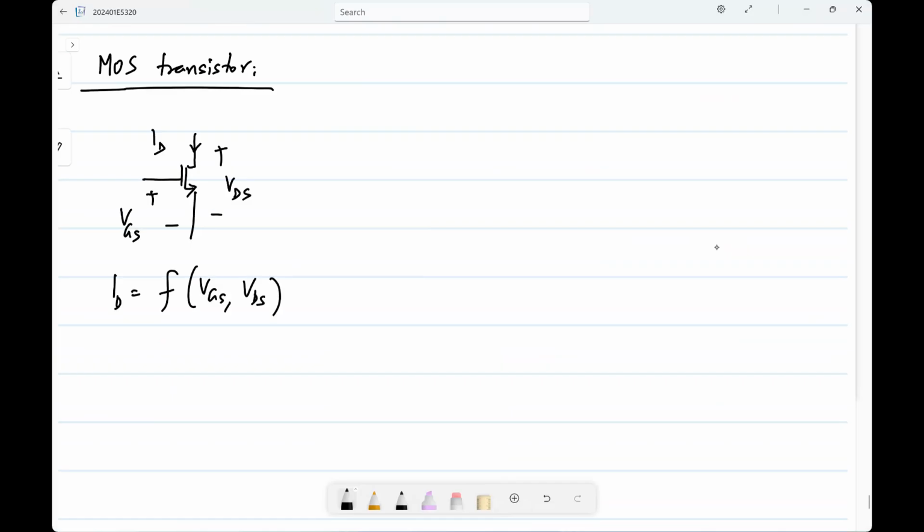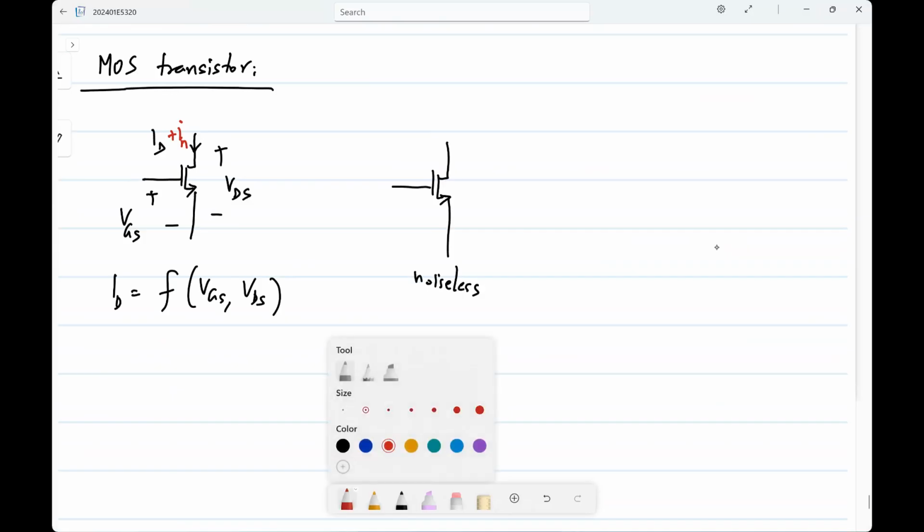I'll still continue to use the three terminal model of the MOS transistor, but you get the idea. In reality, it turns out that the actual drain current will have another component. Just like with the resistor, if you are able to measure the instantaneous current, it will vary above and below the value that you calculate using this expression. Again, this can be expressed as a noiseless MOS transistor and a noise current source IN in parallel.